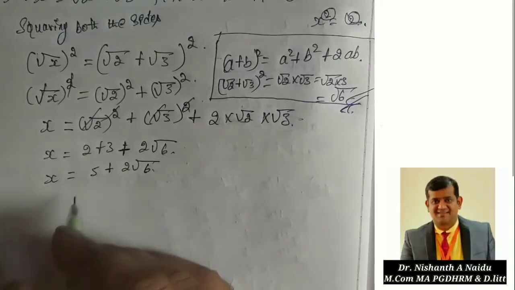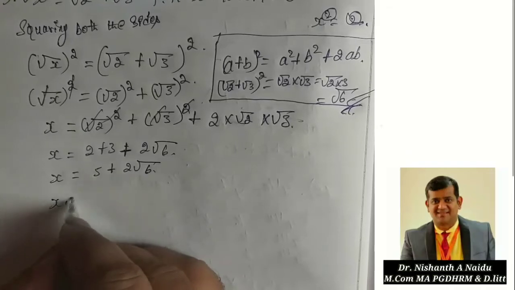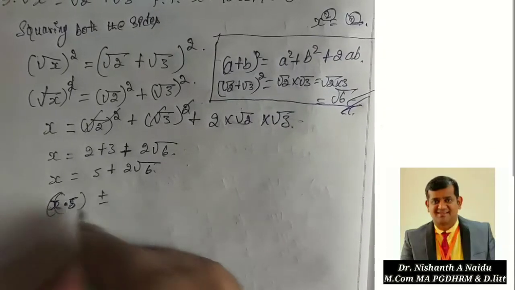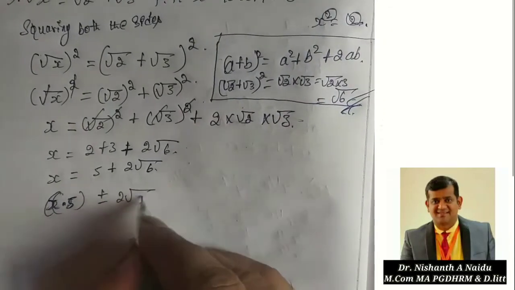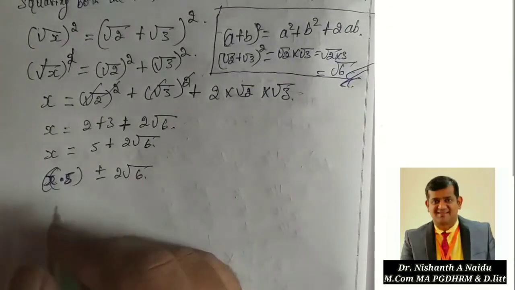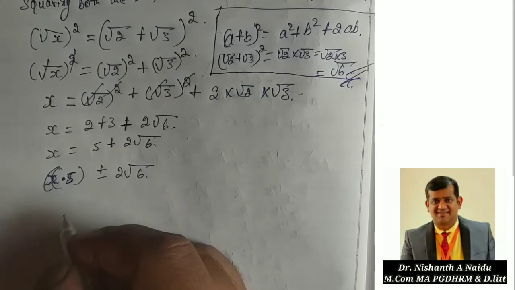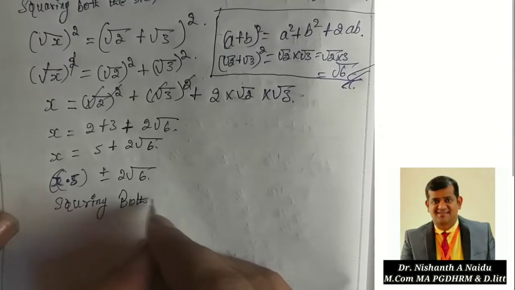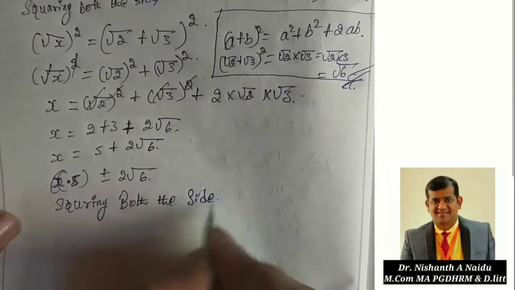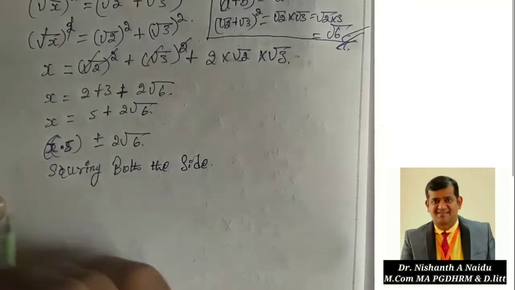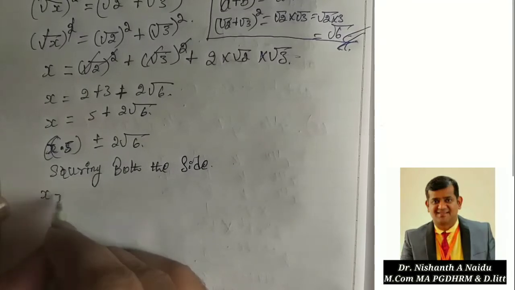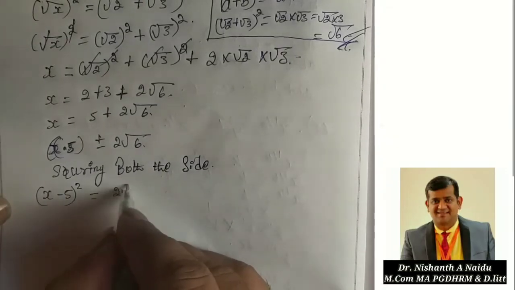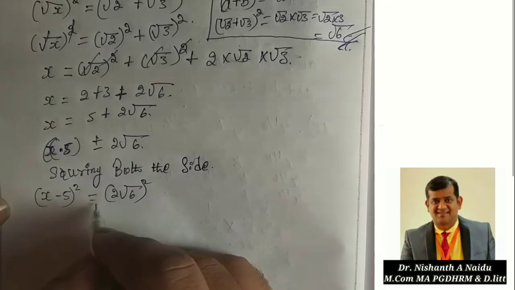So if I do this LHS and RHS, that is x equals 5 plus 2 root 6. So now again squaring both the sides. Squaring both the sides. So what are we going to do? If we take the square on both sides, that becomes x minus 5 square equals 2 root 6 whole square.